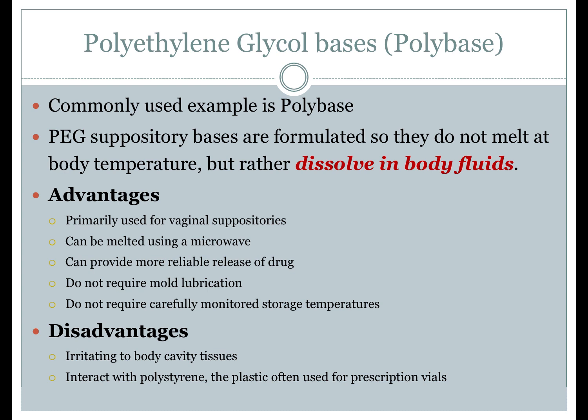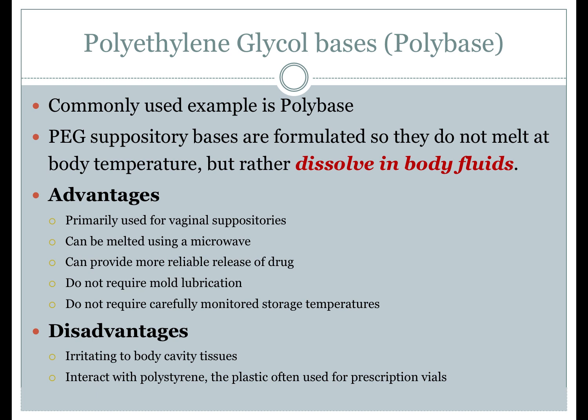Polybase has certain advantages. Polybase has a melting point of between 50 to 60 degrees Celsius, so it is very heat stable. In fact, Polybase can be heated as high as 100 degrees Celsius without any decomposition of the base. This is very important from a practical standpoint because it means the pharmacist can melt the base quickly using a microwave oven and not worry about overheating the base.